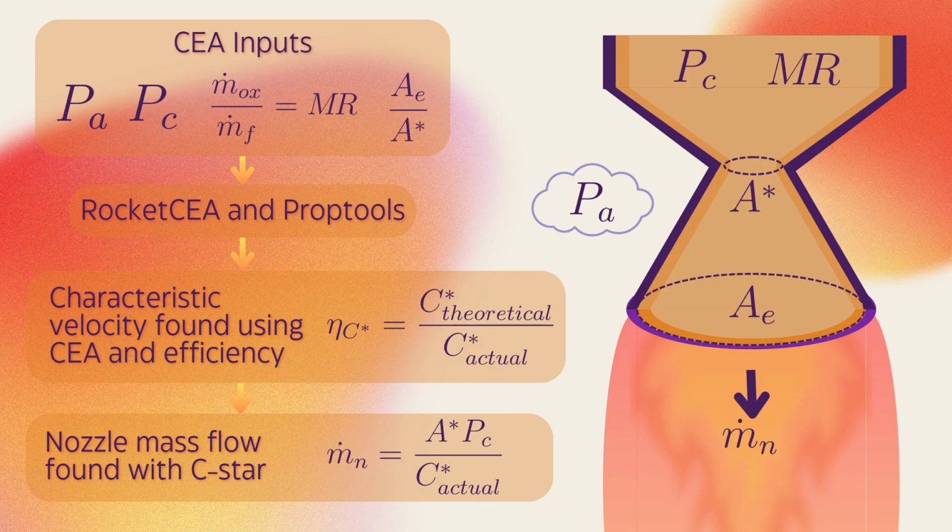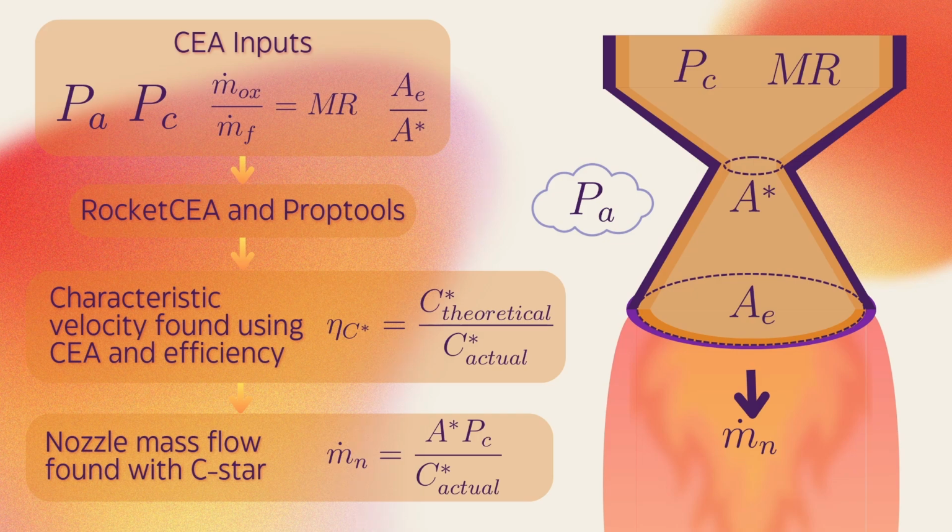So here's a flow chart representing all of our inputs to NASA CEA and PropTools. You have the ambient pressure, the chamber pressure, the mixture ratio, and then the expansion ratio. Those go into those modules. The big thing that we end up getting is the C star, which has units of meters per second, and is kind of like the exhaust velocity.